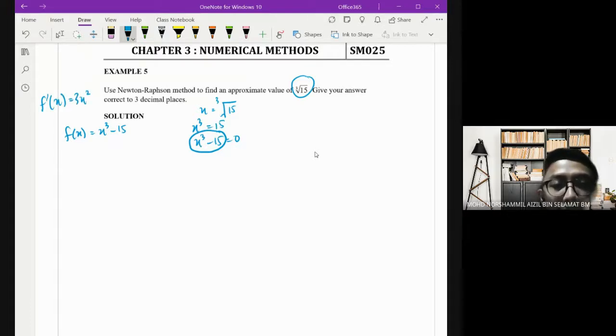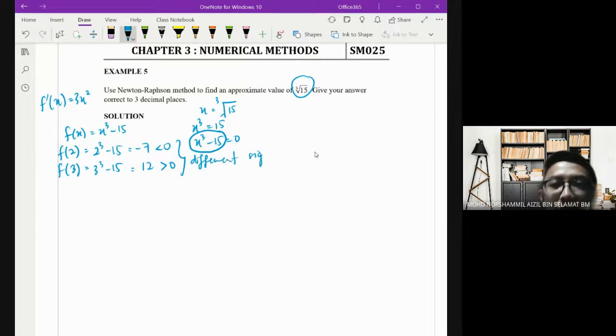Kita nak dapatkan starting point. So how do we get starting point? Starting point ni kita kena guess. Kita kena dapatkan satu value yang positif, satu value yang negatif. Kalau saya ambil 2 dengan 3. 2 cube minus 15, dapat 8 minus 15 which is minus 7. Yang ni pula 3 cube minus 15, dapat 12. So dapat dia less than 0, greater than 0. Different signs kan?